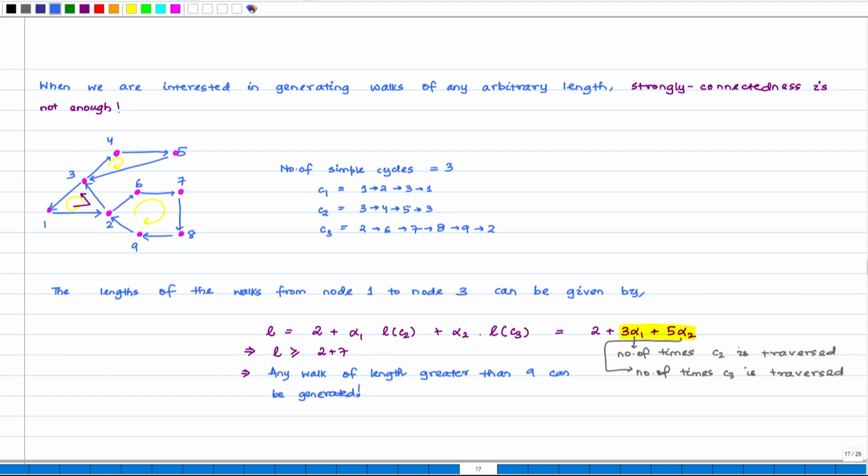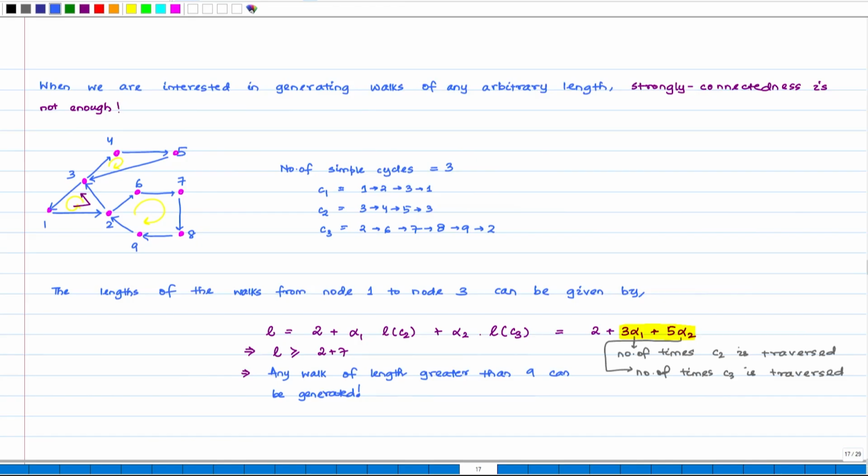Notice this was something which was not possible in the previous digraph, even though it was strongly connected. So meaning now all that we need to do is have cycles whose lengths have GCD equal to 1. So, let us write it here. We notice that the GCD of 3 and 5 is equal to 1. Because of the presence of cycles which have such suitable lengths, we were able to generate walks of arbitrary lengths. So, let us summarize the result that we have.